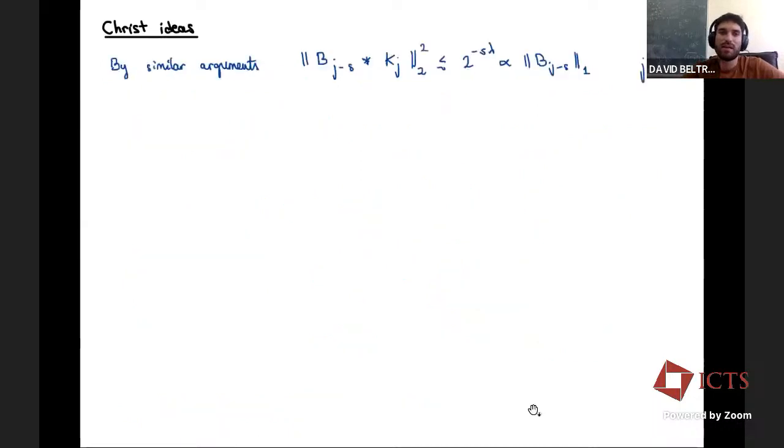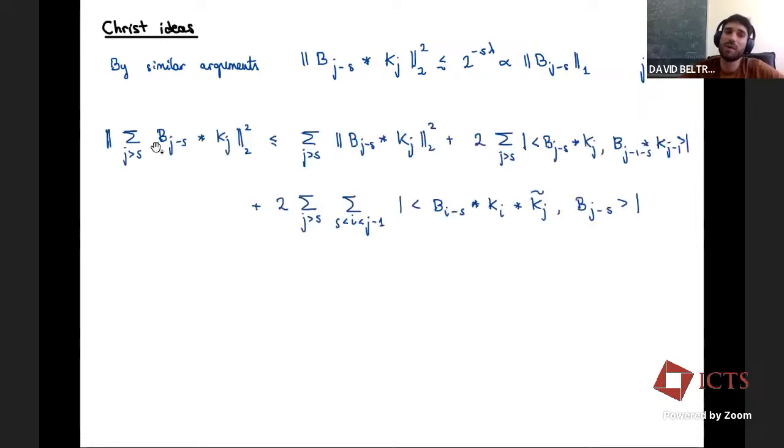So similar arguments also tell us that for fixed j, instead of doing B0 and K_j, we can also do K_j and B_{j-s}. And before we were gaining 2 to the minus j lambda, now we gain the difference. So we gain 2 to the minus s lambda. So in the end, we want to sum in s. Here we have a double sum. But we also need to sum in j, right?